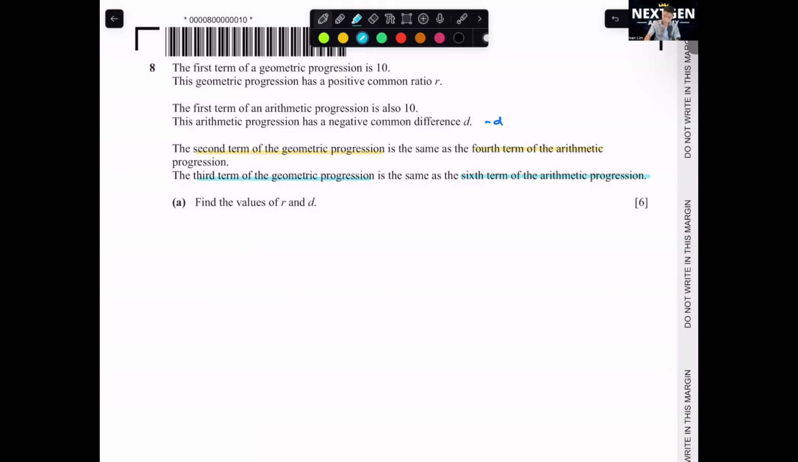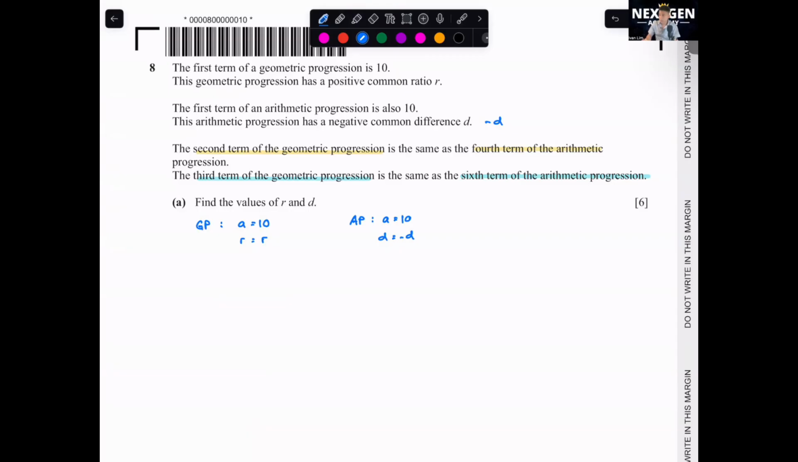Okay, let's write down the information here first. They give us a geometric progression, let's write it as GP. For the geometric progression, a is equal to 10 and r is equal to r. This is the first thing. For the arithmetic progression, a is equal to 10 and the common difference is equal to negative d. Okay, the common difference is negative d.